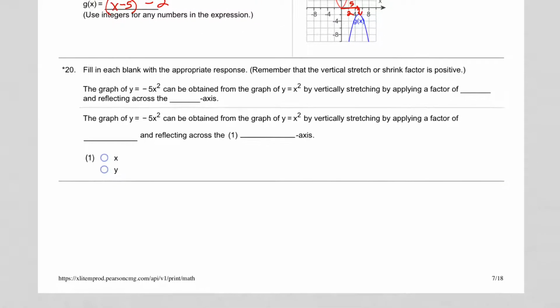Number 20 says fill in each blank with the appropriate response. Remember that vertical stretch or shrink factor is positive. So the graph of y equals negative 5x squared can be obtained from the graph of x squared by vertically stretching by a factor of 5, that comes from here, and reflecting across the x-axis.